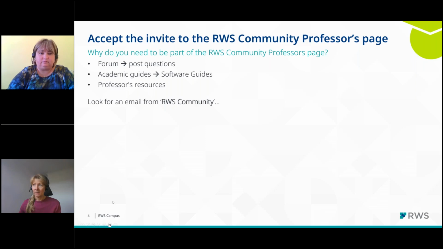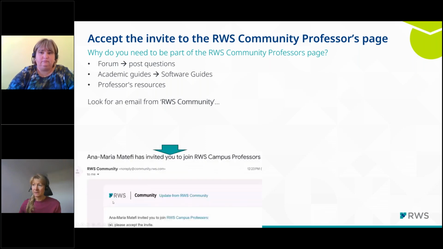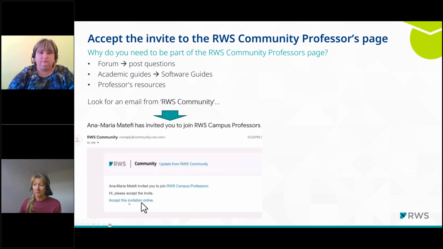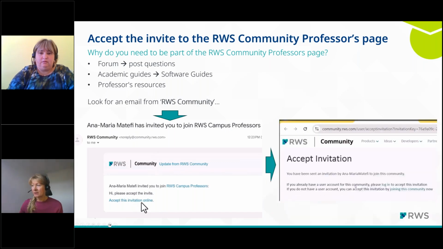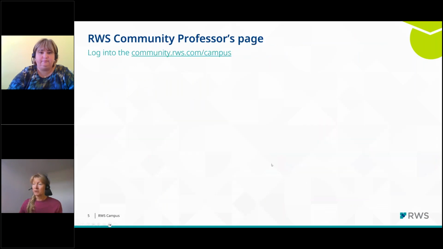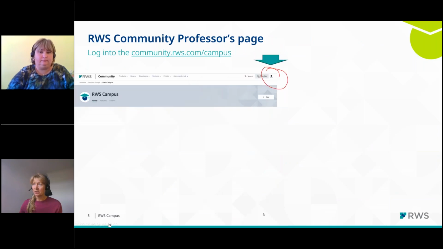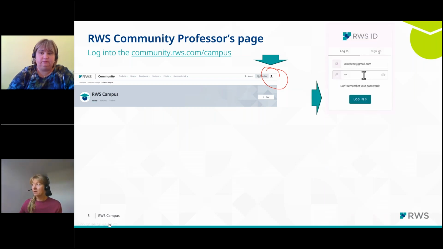So look for an email from the RWS community sent by one of the team. From that email, then accept the invitation. And then you will also see there's an opportunity to log in or to join the community. Once you go to the page, you'll find that you will need to log in. So click on the little icon at the top. If you already have an RWS community account, then you can log in, or you can just sign up. So sign up and join.